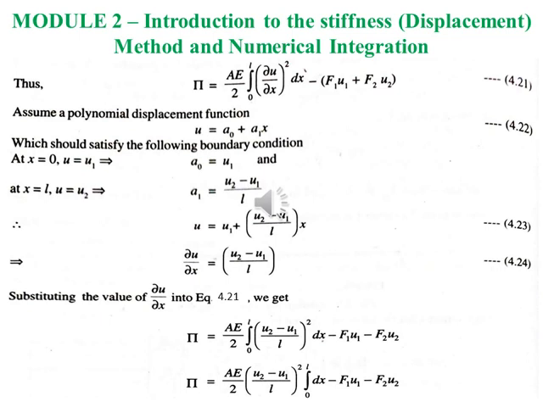So adding up, we get the potential energy equal to AE by 2 integrating from 0 to L (del U by del X) whole square del X, minus F1 U1 plus F2 U2. So the polynomial displacement function U is equal to A0 plus A1 x, which should satisfy the boundary conditions: at x equal to 0, U is equal to U1, and when x is equal to L, U will be equal to U2.